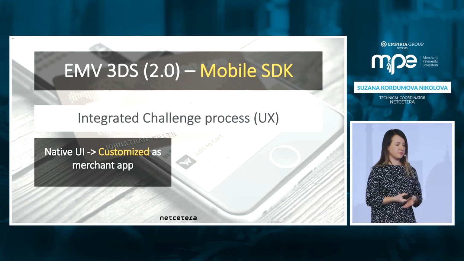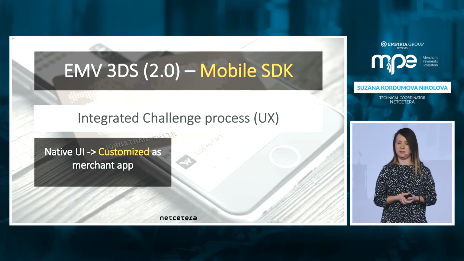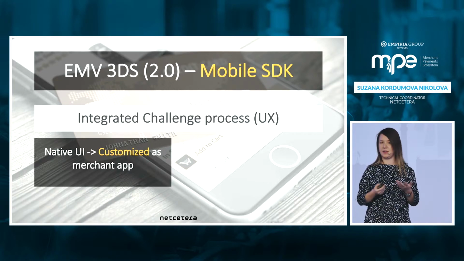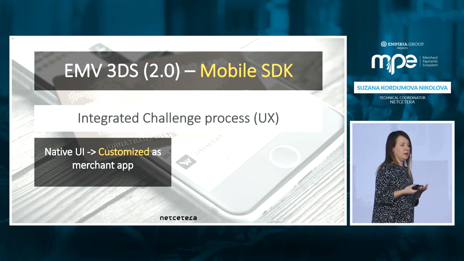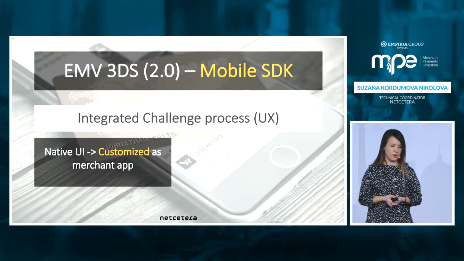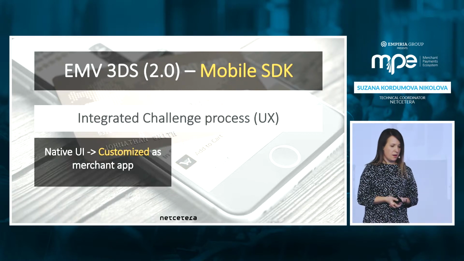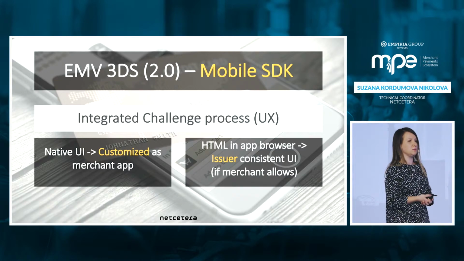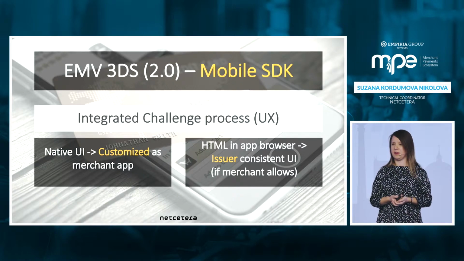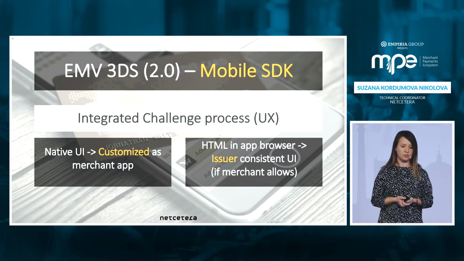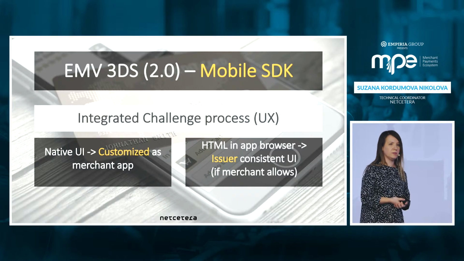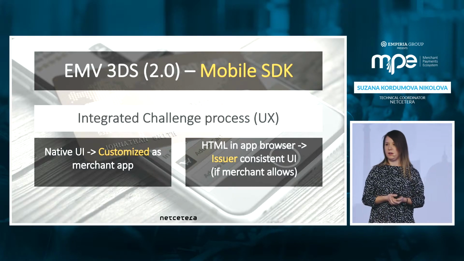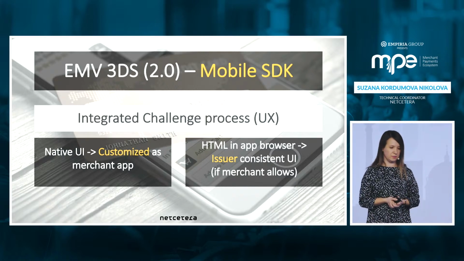All of this will be much better in the new EMV 3DS than it was before. Because the native UI is customized by the merchant application, it looks the same, and the merchants can make it with great user experience for the users. It's all in the merchant's hands. Another way to show the challenge process is with HTML, but this is again integrated inside the application. There are no redirects. And the issuers can use this to have a consistent challenge UI across different devices and applications. But this is again if the merchant allows it. The merchant now has full control of the UI and the user experience while using their application.